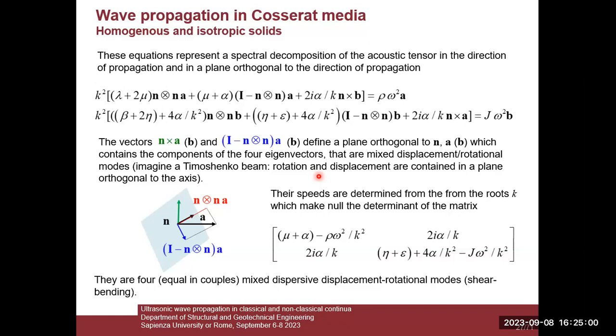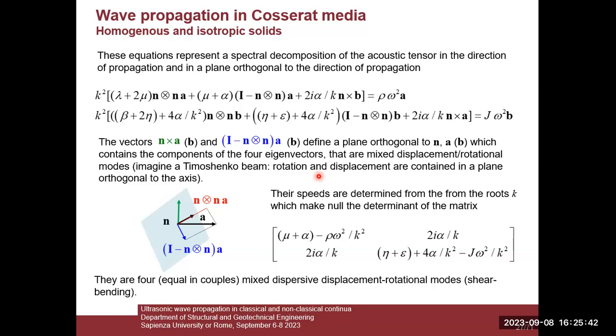To give you an idea of what these kinds of waves are, because they can be both shear and bending, think of a Timoshenko beam. A Timoshenko beam is described both by the displacement about the normal to the axis and a rotation. This rotation, different from the Euler-Bernoulli beam, is not the derivative of the displacement field. This is just a different coordinate.